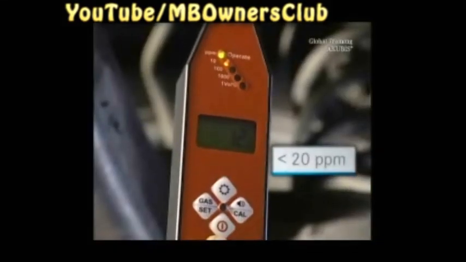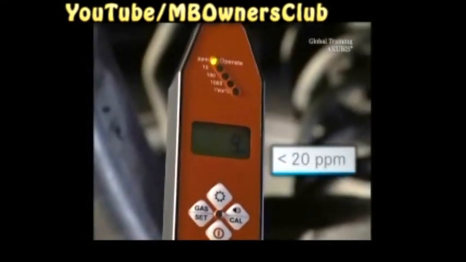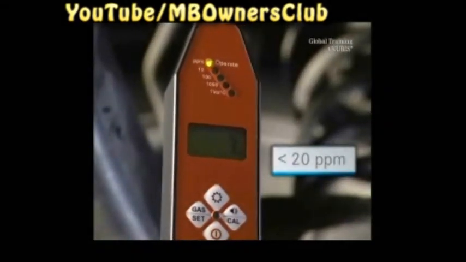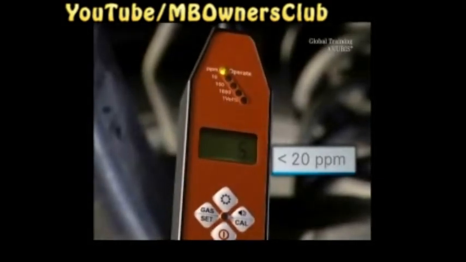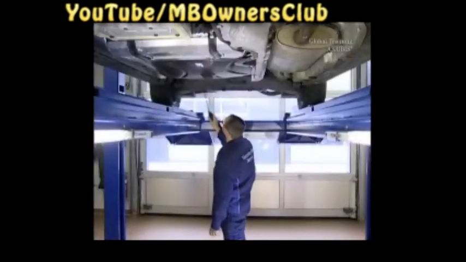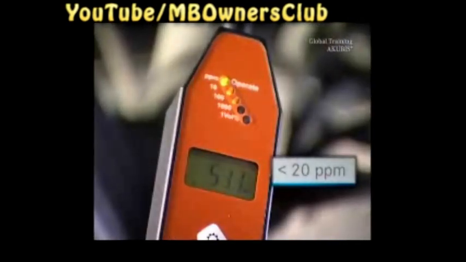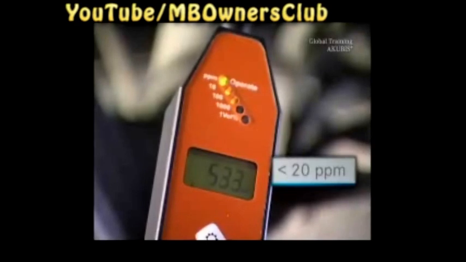With a value of less than 20 ppm, the measuring point has no leaks and it's not necessary to measure further. With a value of more than 20 ppm, the measuring point does not automatically have a leak, but a higher gas concentration was determined. Our value is clearly over 20 ppm.